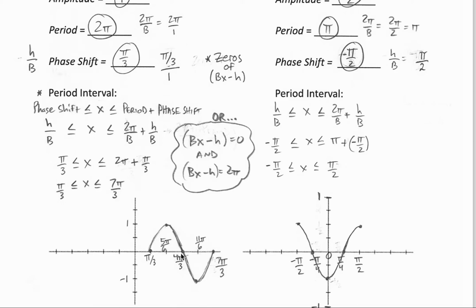One more time, these two endpoints have a middle for this key point right here. So 4/3 plus 7/3 is 11/3. If I divide that in half, multiply the denominator by 2, I get 11/6. So there are my 5 key points.